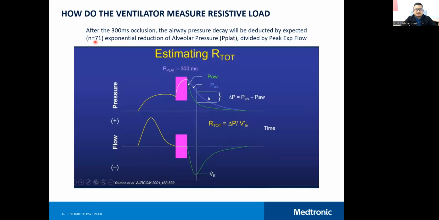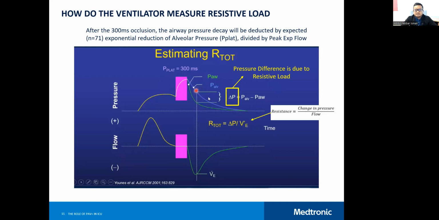In studies done in 71 patients, Younes discovered that there is a predictable fashion of the plateau pressure reduction, and at the point of the peak expiratory flow, they can calculate the pressure difference. The pressure difference is due to resistive load: P plateau minus the declining airway pressure. This is the measured airway pressure. This is the expected pressure. The resistance can be derived from the change in pressure divided by the flow at that point of time, which is the peak expiratory flow. So they can measure the total resistance. With one shot occlusion maneuver, the ventilator is able to measure both E and R, elastance and resistive load, without triggering behavioral response.